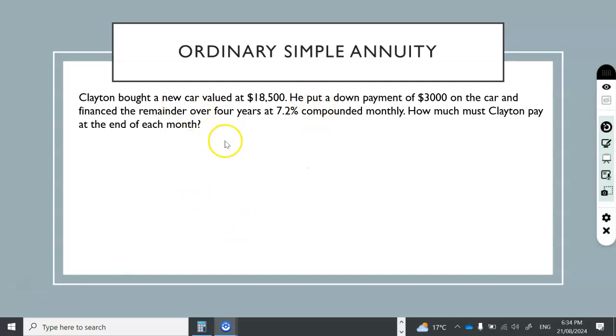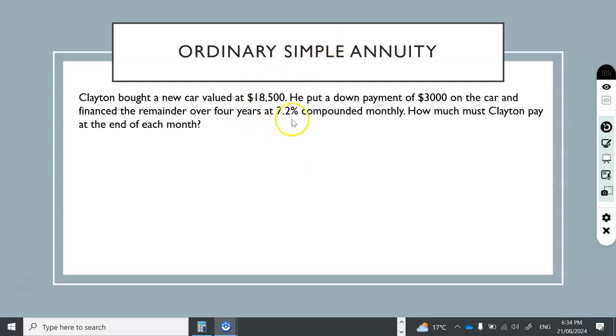Another example for finding the PMT: Clayton bought a new car valued at $18,500. He put a down payment of $3,000 on the car and financed the remainder over 4 years at 7.2% compounded monthly. How much must Clayton pay at the end of each month? So you need to find PMT.